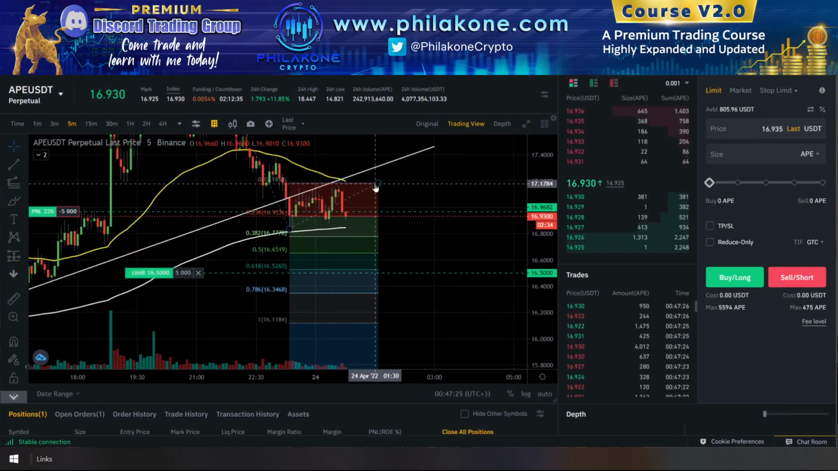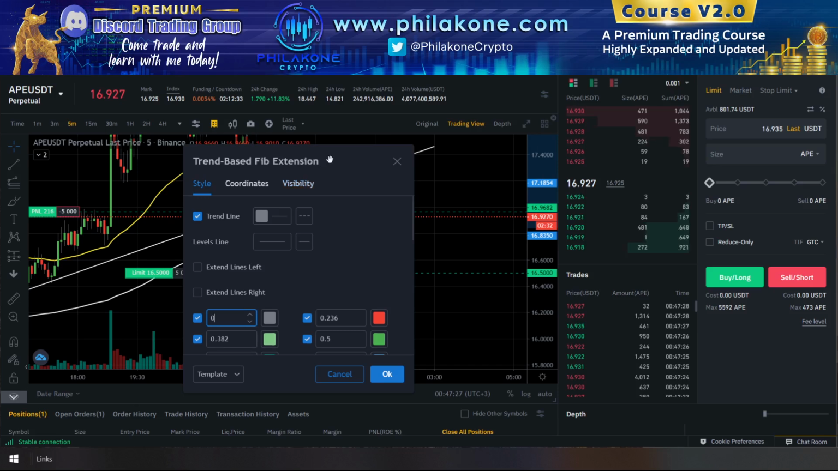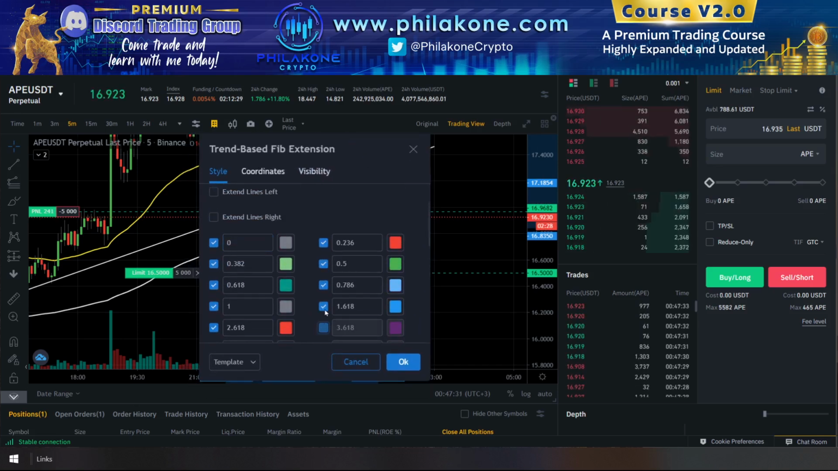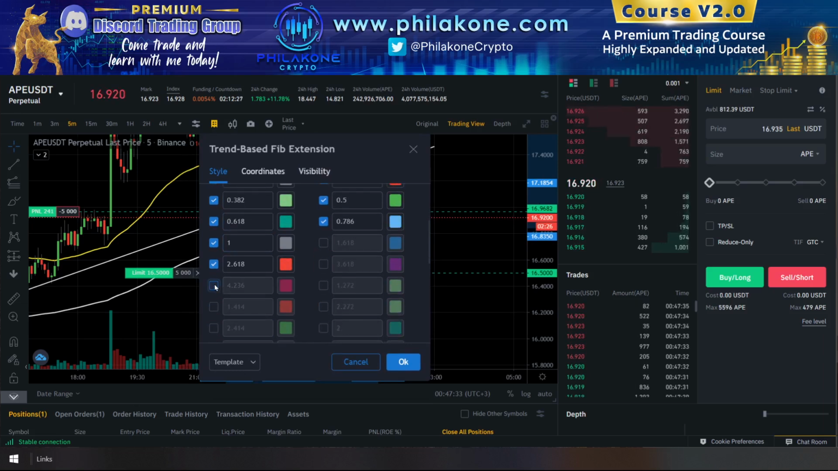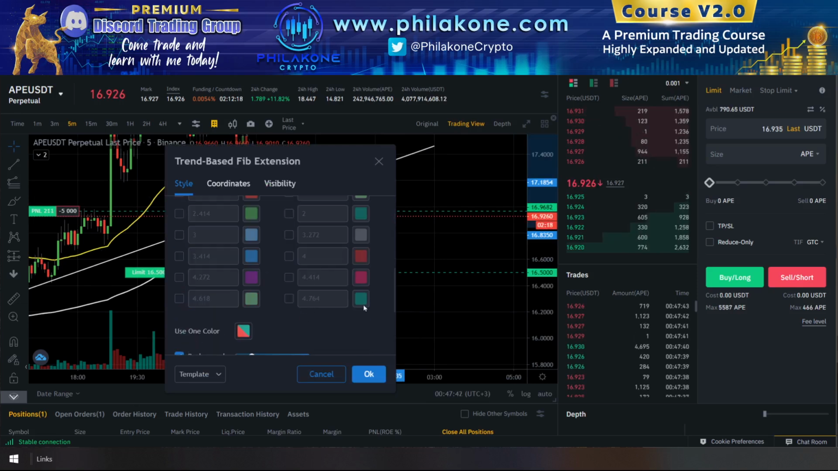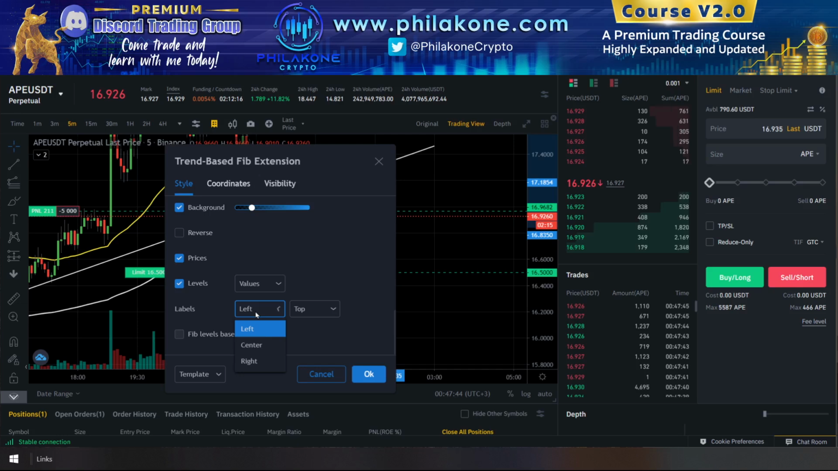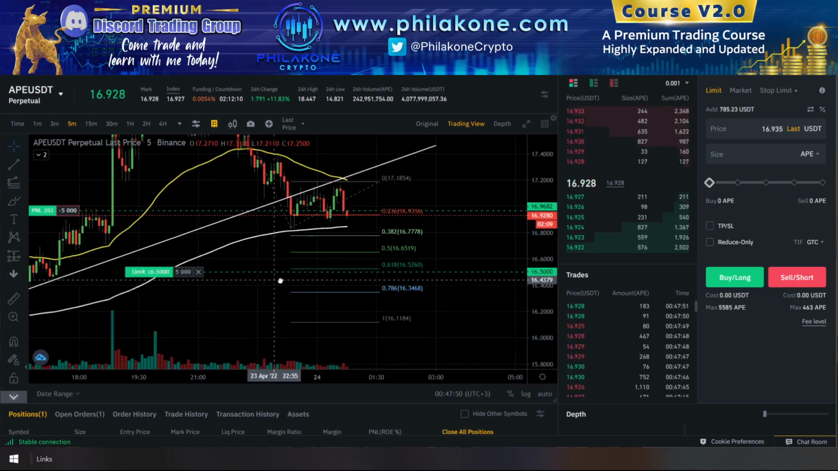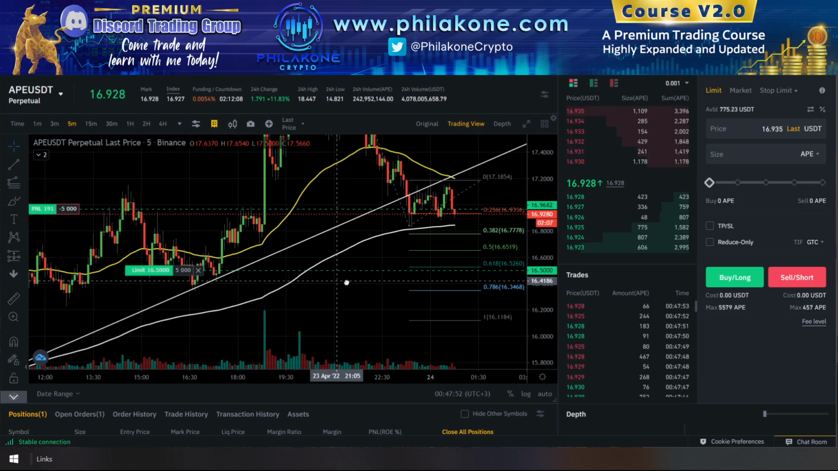What I recommend always for trend-based extensions, when you're drawing it, that was the wrong one that I just did there, my bad. For trend-based extensions, try to have it on the right side. It makes the values a lot easier to read. Make your background not transparent. Okay, so now let's see if we break to the downside here.